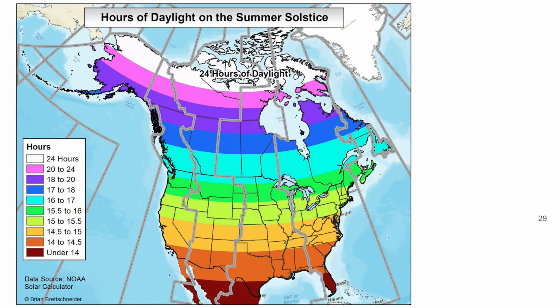Hours of day length. I posted a link to some cool slides. This guy, Brian Brettschneider, has produced about a gajillion maps of the season. So hours of sunlight on the summer solstice, if you're at the equator, every day is 12 hours long. In California, we have about a 14.5-hour day. And if you're above the Arctic Circle in this white area, the sun never sets on the summer solstice.